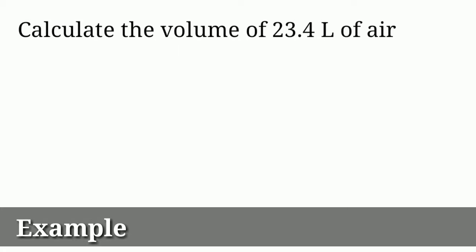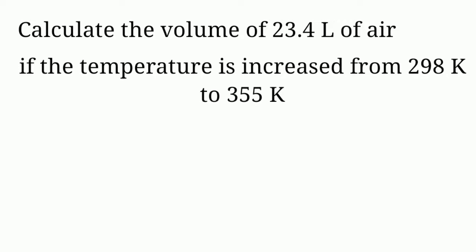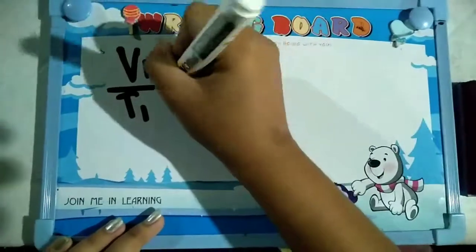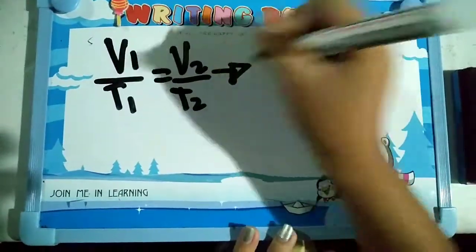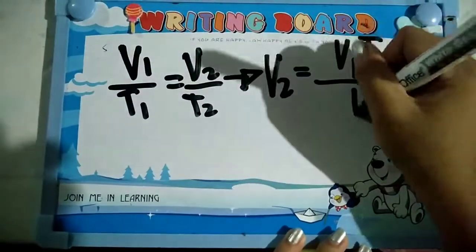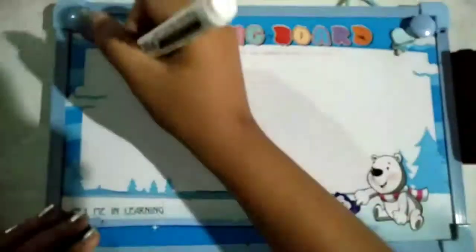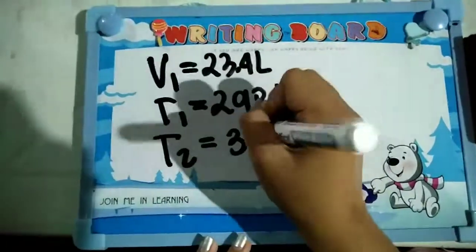Calculate the volume of 23.4 liters of air if the temperature is increased from 298 Kelvin to 355 Kelvin. Since volume is directly proportional with temperature, the formula of this law is V1 over T1 equals V2 over T2. Since we are looking for volume 2 or V2, the formula would be V2 is equal to V1 times T2 over T1. The given are V1 equals 23.4 liters, T1 is equal to 298 Kelvin, T2 is equal to 355 Kelvin.